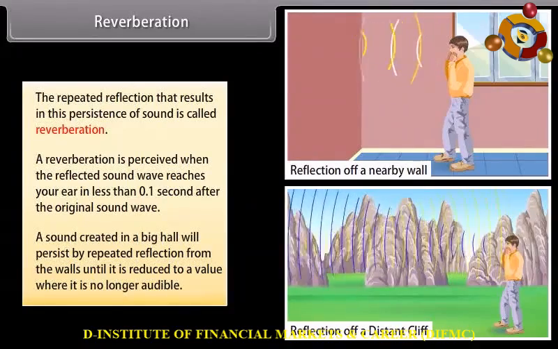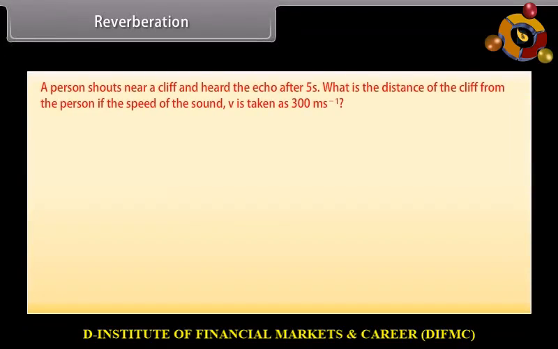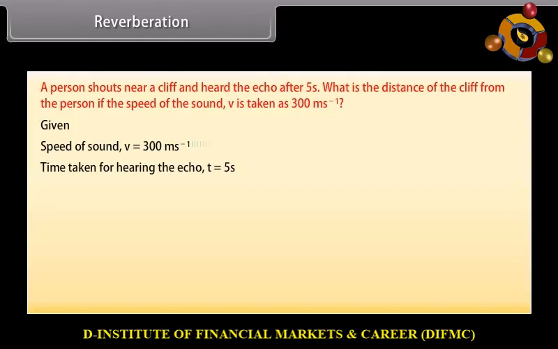Let's now solve a problem. A person shouts near a cliff and hears the echo after 5 seconds. What is the distance of the cliff from the person if the speed of the sound, v, is taken as 300 meters second raised to the power minus 1? Given that the speed of sound v is 300 meters second raised to the power minus 1. Time taken for hearing the echo, t, is 5 seconds.